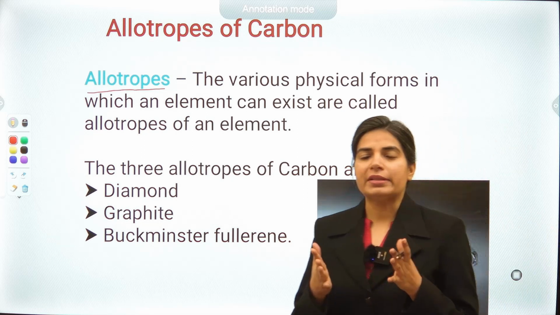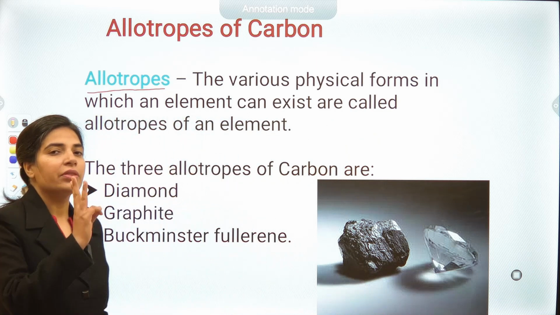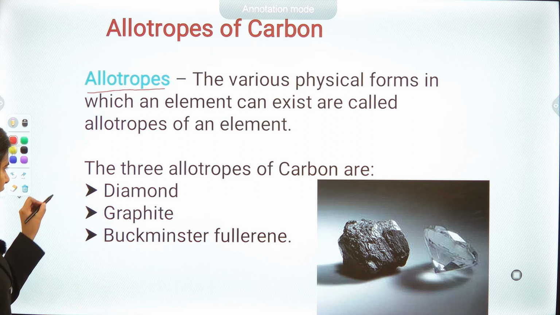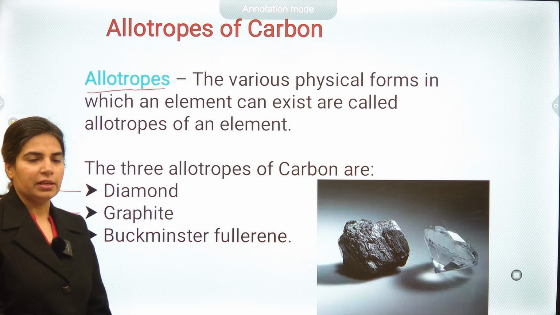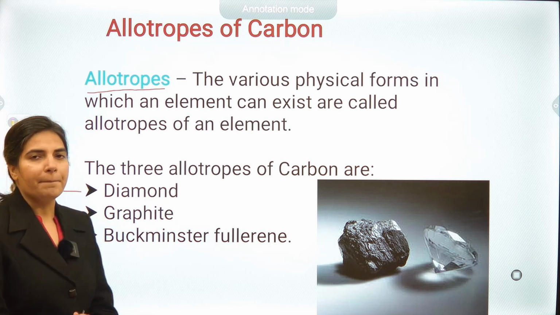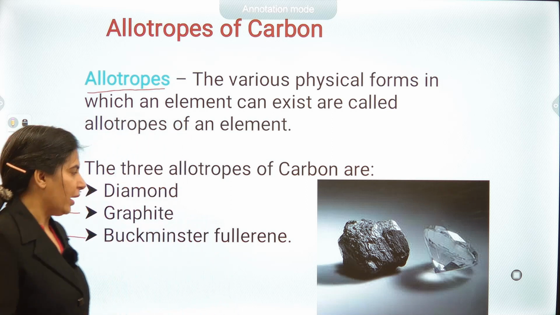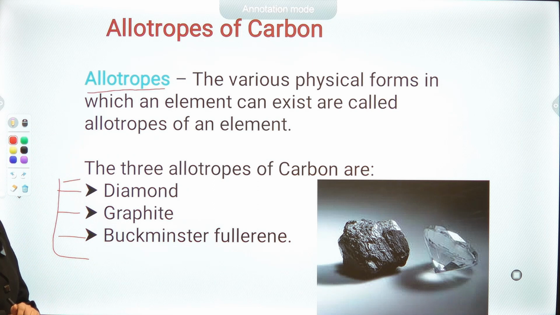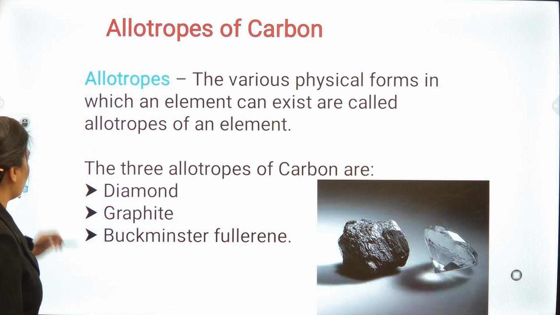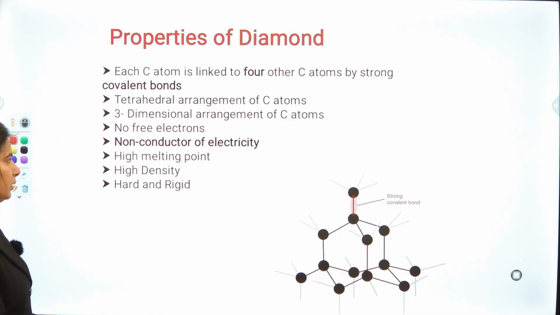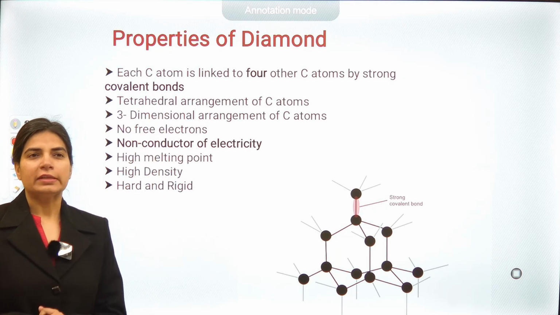Here we are discussing our carbon atom, and in case of carbon we are having three allotropes. The first one is diamond, the next one is graphite, and the another one is Buckminster fullerene. These are the three allotropes of carbon. Now we are going to discuss in detail about the three allotropes of carbon. Now we are going to discuss properties of diamond.